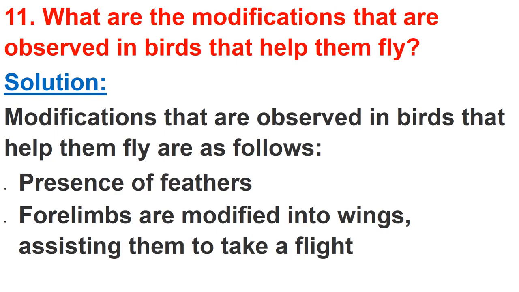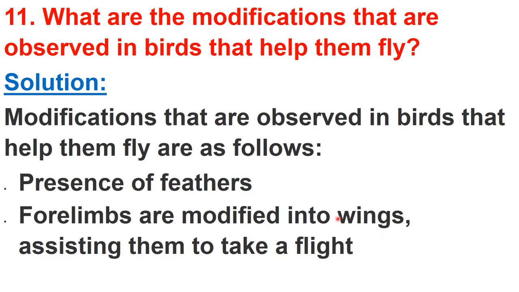The question is, what are the modifications that are observed in birds that help them to fly? And the answer is, modifications that are observed in birds that help them to fly are as follows. First is presence of feathers. Feathers are present in all the birds which help them to fly. Second, forelimbs are modified into wings, assisting them to take a flight. Wings help the birds to take a flight.